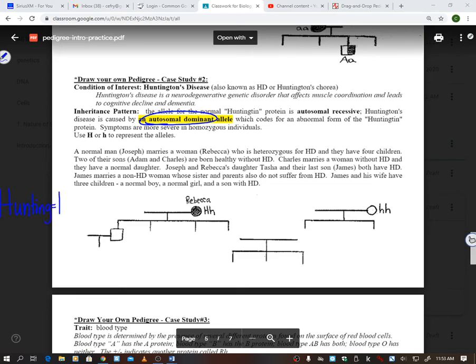you are either going to be big H, big H, or big H, little h. If you are normal, that is little h, little h. Now remember, these would be the black circles and squares, and these would be clear. I'm going to have them read through that and try to complete this pedigree and tell me what they think. Once again, I would like for you to do this. Send me what you do, and I can check and see how you did on that.